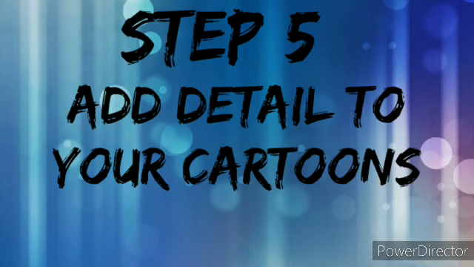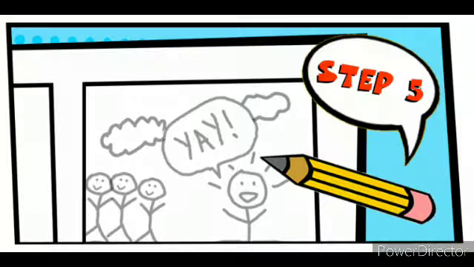Step 5, add detail to your cartoon. Now, go back to your characters and add any extra detail you need, such as facial expression, movement lines, shadowing on the floor, and also draw in the background for each frame. So, step 5, add detail to your cartoons.